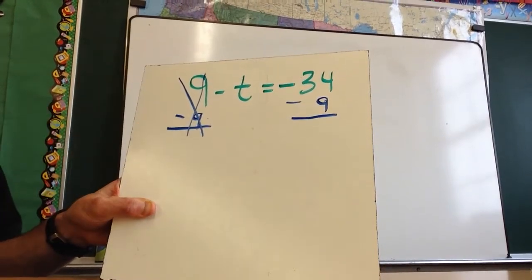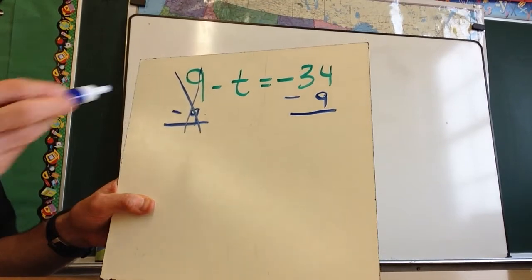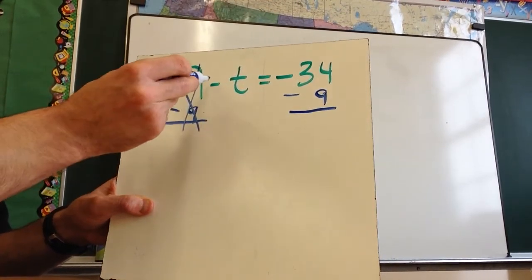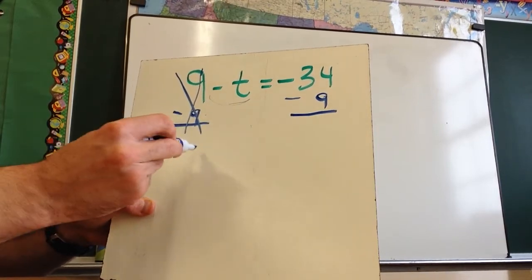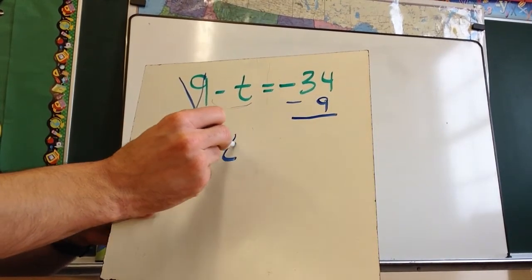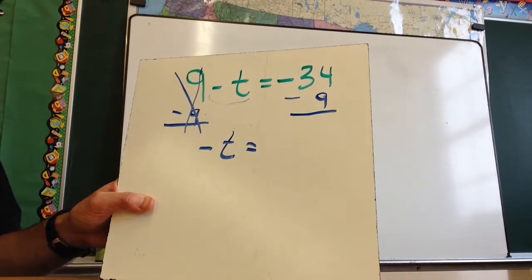This cancels out. But here's the trick: a lot of people just end up putting a t down here. It's not a t, because this is a negative. So we want to not think of this as subtraction, but think of this as a negative t. So I end up having -t = -34 - 9.